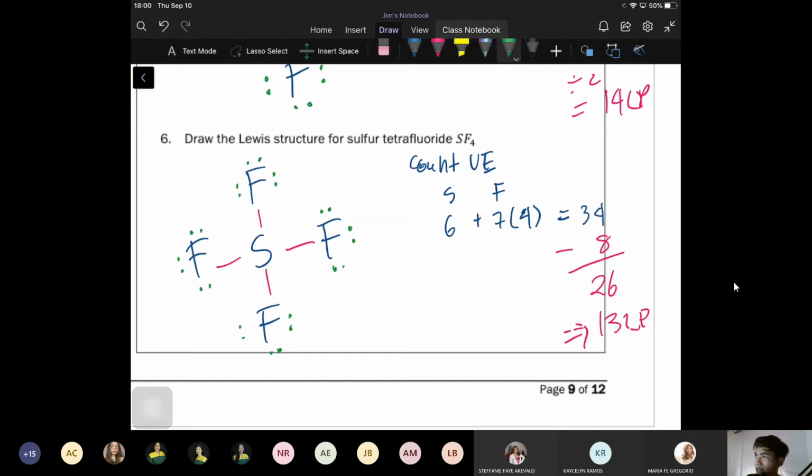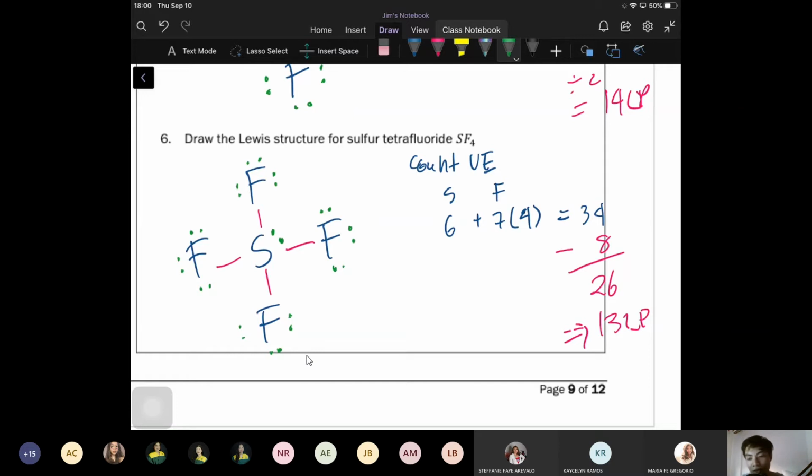Ilang electrons na nagamit ko? 1, 2, 3, 4, 5, 6, 7, 8, 9, 10, 11, 12. So, 12 na. May isa pang lone pair. It is a central atom na. Okay, so yan. So, my structure is done. My sulfur is connected to 4 different fluorine atoms and I have 1 lone pair kay sulfur. And I'm done. Tapos na.